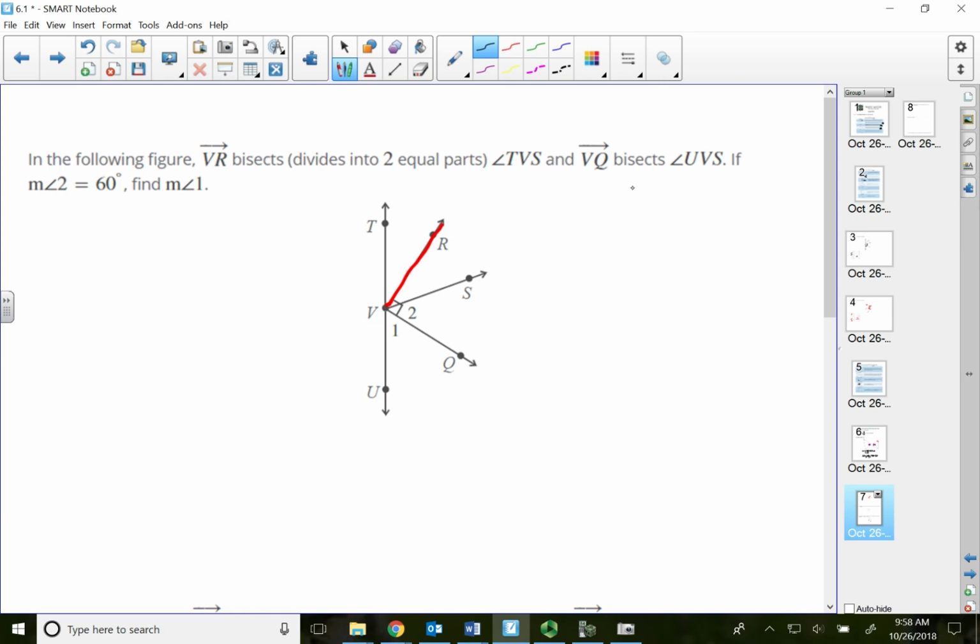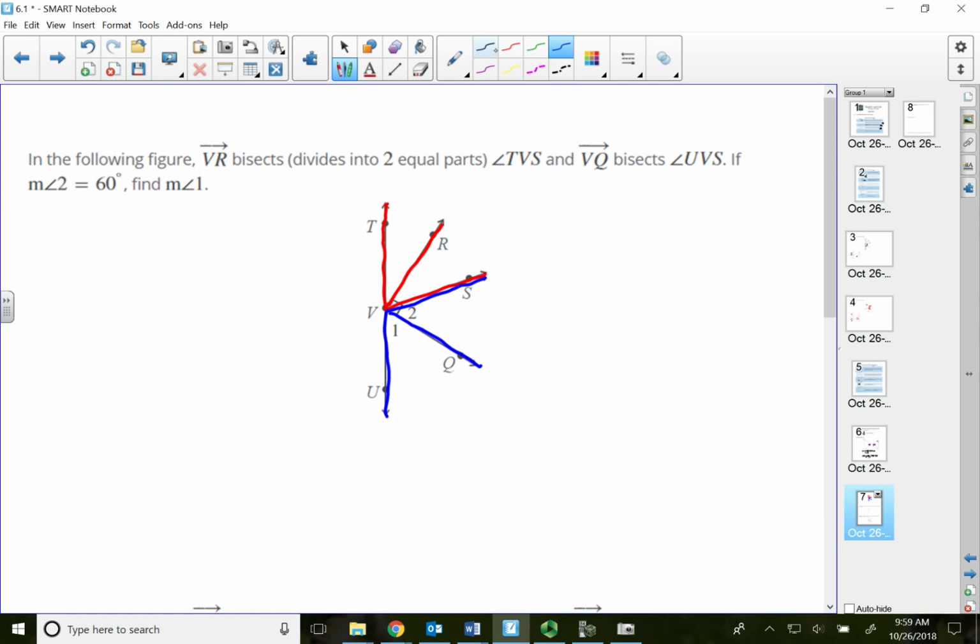Let me draw it this way. VR bisects TVS. Ray VQ, this VQ, bisects, meaning exactly two equal halves, angle UVS, from U to V to S. So that will be going this direction. It's the same ray, I'm just using two different colors.